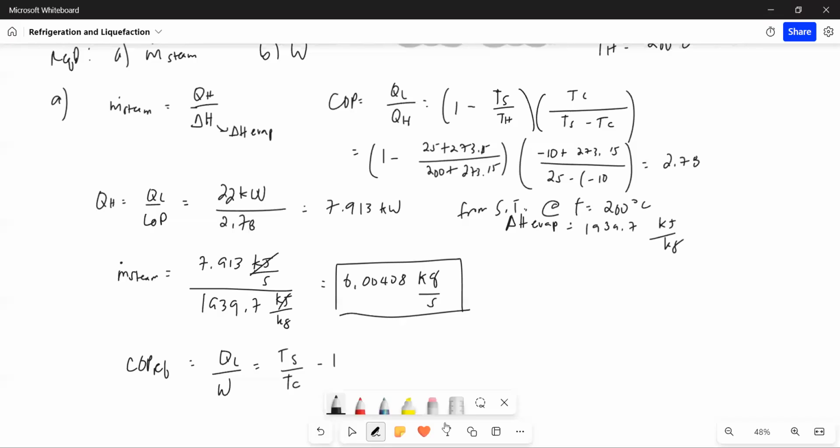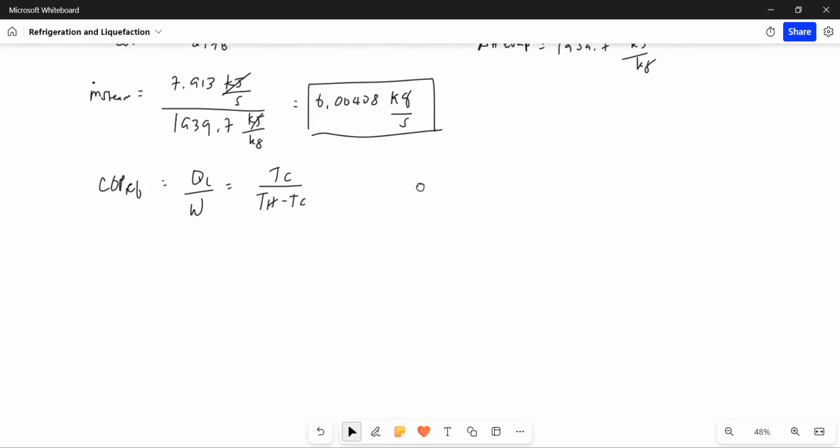Erase, erase, erase. This is the reciprocal. The formula is TC over TH, so let's just begin with the formula. TC over TH minus TC. Correct?